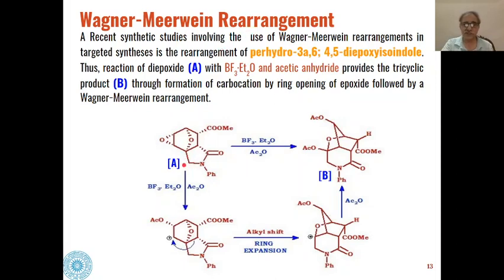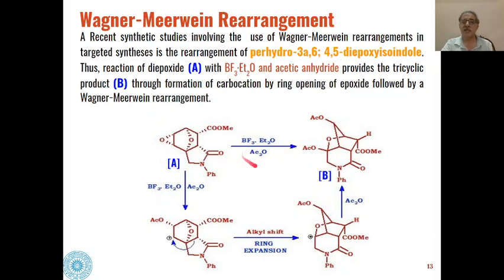What happens is, in the first place, BF3 etherate as a Lewis acid will interact with this oxygen, and this will create a positive charge on this, and this bond will be shifted to this place.